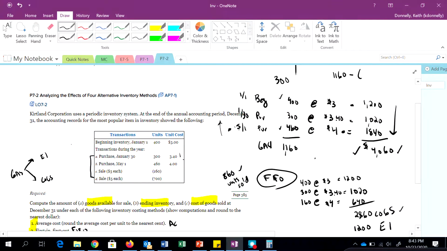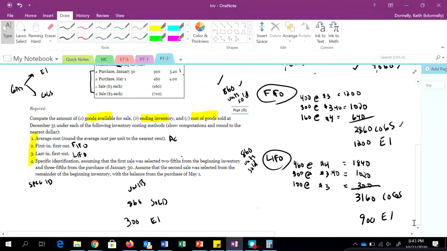So in other words, we had 1160 goods available for sale, we sold 860, meaning we had 300 left over in our ending inventory.